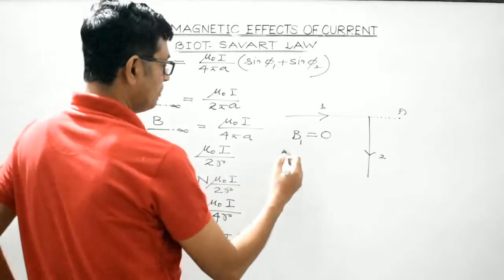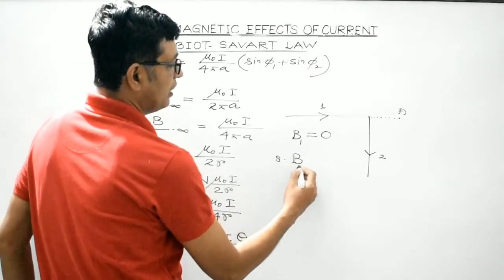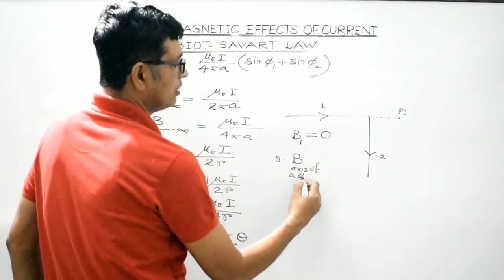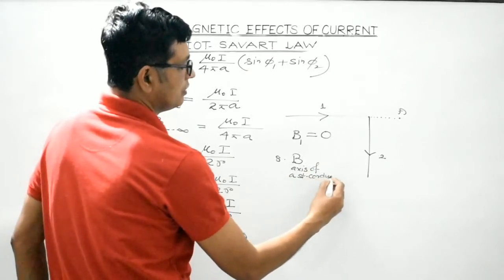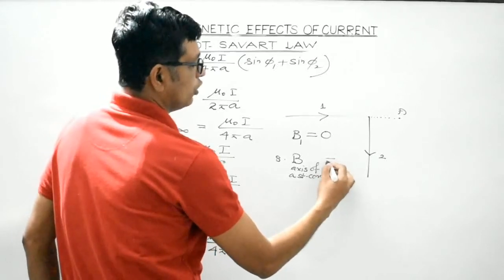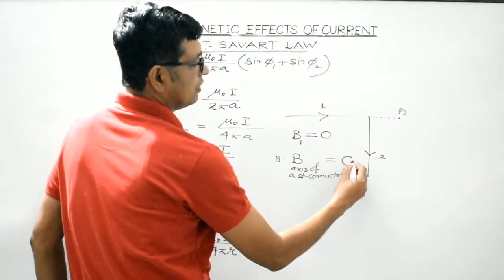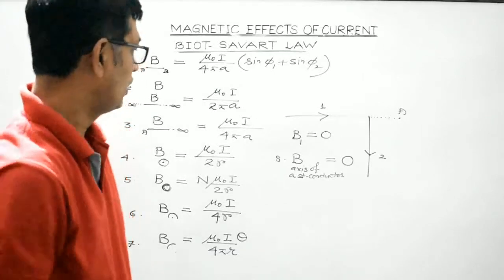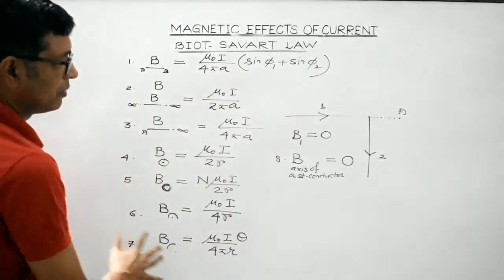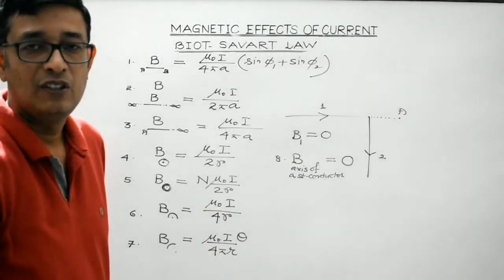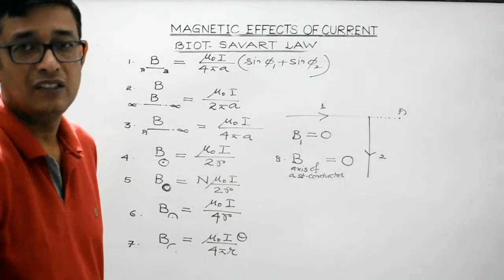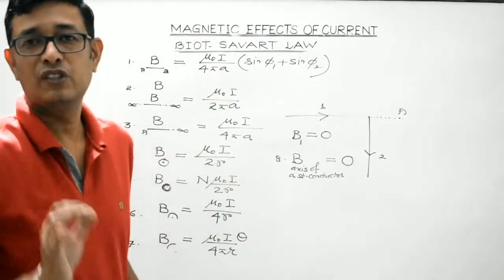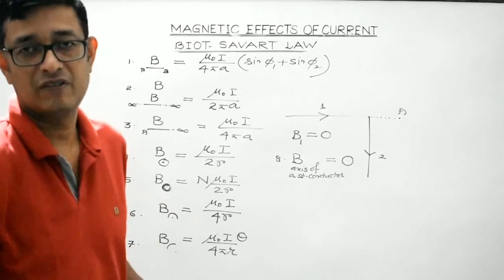So that's again a very, very important result. The magnetic field at any point on the axis of a straight conductor is always 0. Clear, students? So I hope you will be able to remember all these formulas. Before we start with the numericals, you need to remember all these formulas along with the derivation.